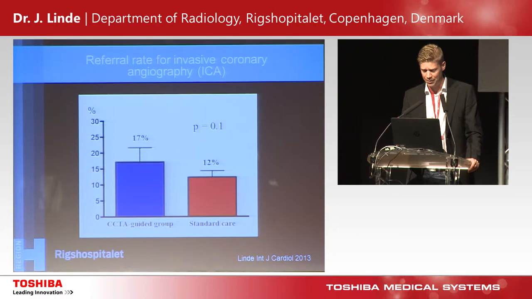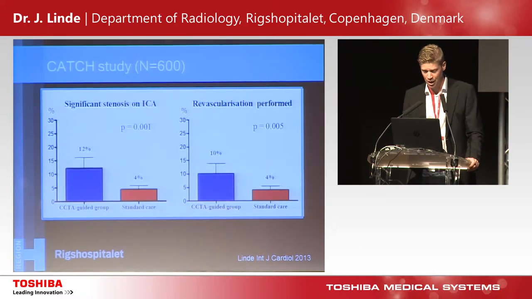So, as expected, in the CT-guided group, we saw that more patients were referred for invasive coronary angiography. However, it was not significant in this study. However, more patients in the CT-guided group were identified with a significant stenosis, and the stenosis was confirmed by ICA in 12% of the population with CT compared to only 4% with standard care, and that was significant. And also more patients ended up with revascularizations in the CT-guided group.